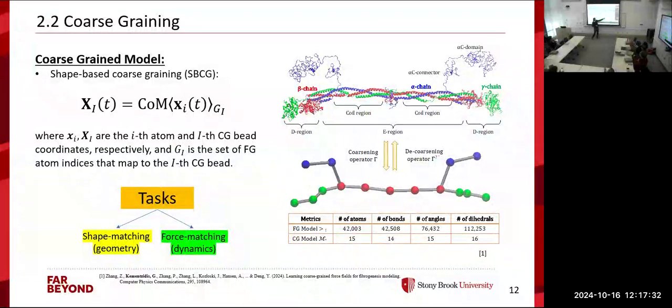We have to reduce the atomistic degrees of freedom drastically. So pretty much, not 100% true, but to some extent, we're taking the center of mass of some atoms that are close together. So for example, some atoms that are here at the very end of the protein are mapped to a bead. Now, this is matching the geometry. It's relatively easier than matching the dynamics, which is the next step.